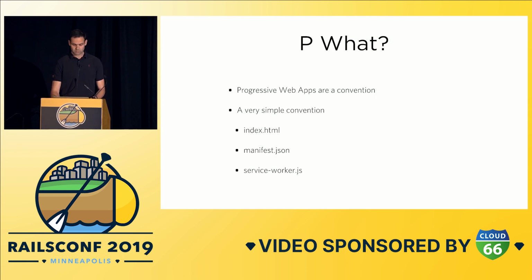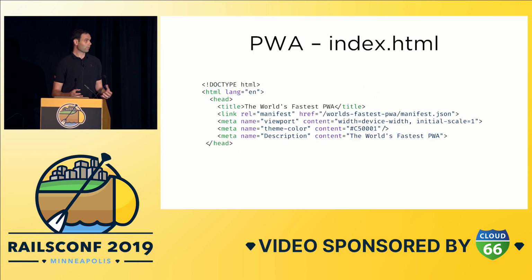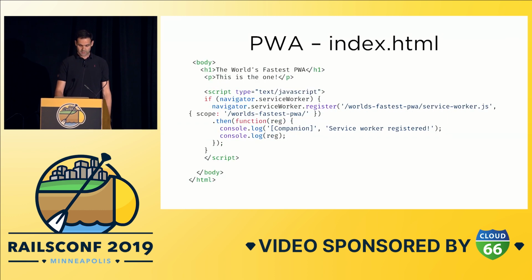As an example, this is what the head of your index page would look like. You'll note that there's a link to the manifest file with a rel tag of manifest. We need to set the viewport so that it appears properly on all screens, especially those compact mobile screens. And then you can add a theme color, which will be part of the loading splash screen if someone installs it as a full-time app.